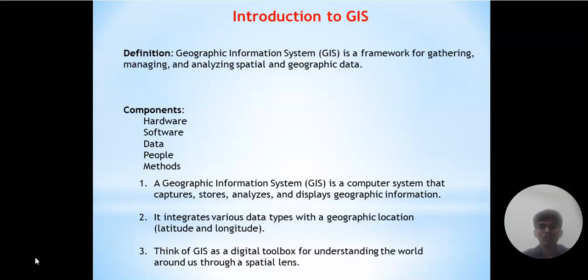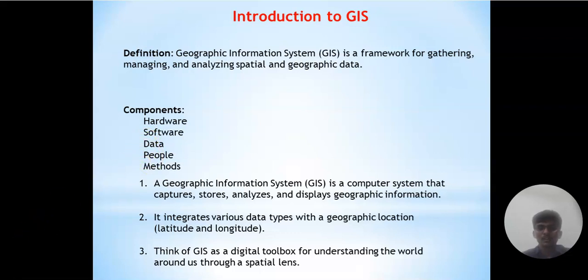valuable outputs. So basically, GIS integrates various types of data to help visualize, analyze, and interpret spatial data in various fields, including urban planning, environmental management, agriculture, water management, etc. So there are main components in GIS: hardware, software, data, people, and method.